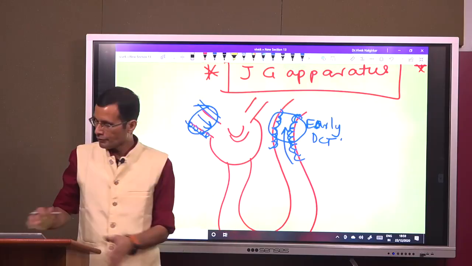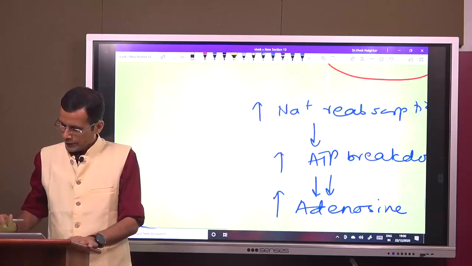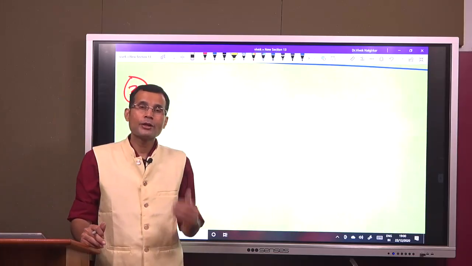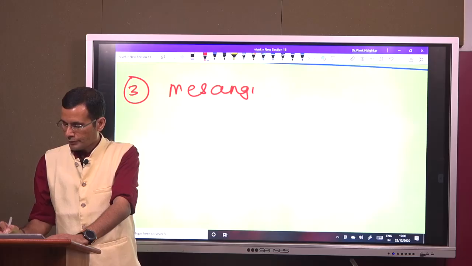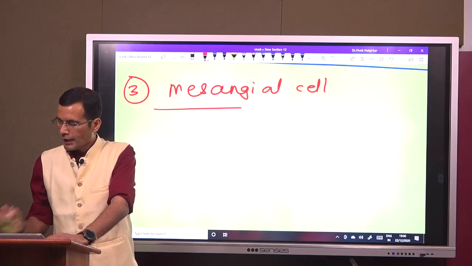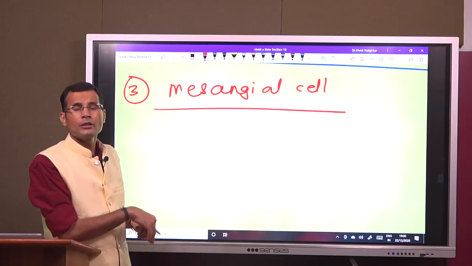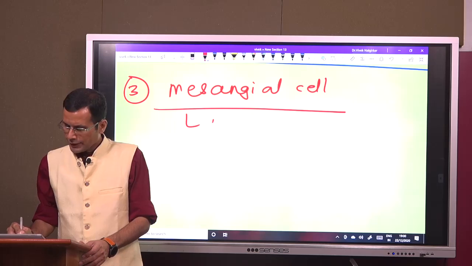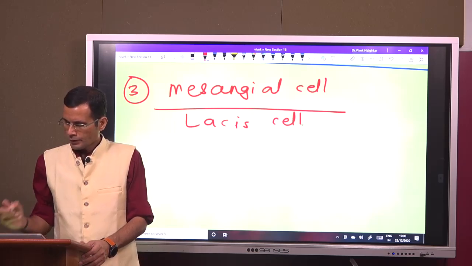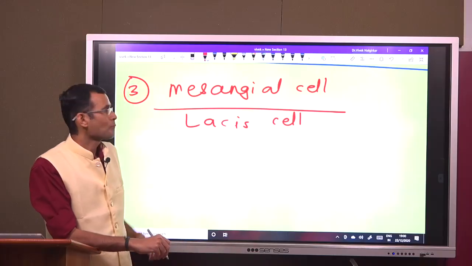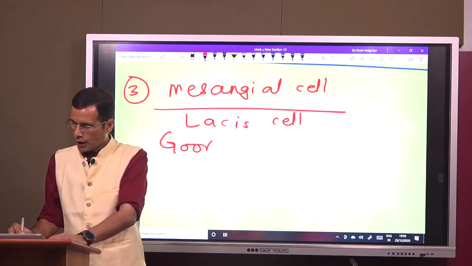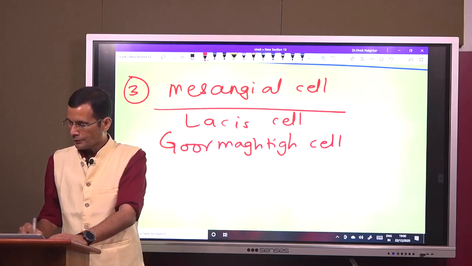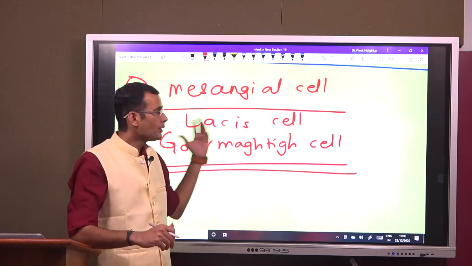Since it's outside the blood vessel and outside the glomerulus, it's called the extraglomerular cell or mesangial cell. It's called the mesangial cell. This is also called the Lacis cell, the Lacis cell, or I have mentioned this name already, the Goormaghtigh cell.